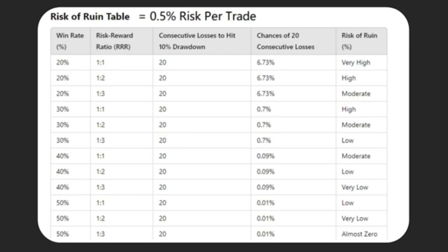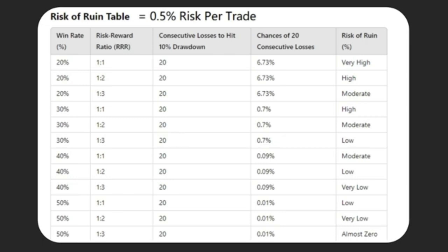Similarly, if you have a win rate of 30% with a 1 to 1 risk to reward ratio and the same risk parameters, then your risk of ruin is again high, meaning it's higher than 85%, right? Which again, as you can see, is extremely risky, and you will never be profitable with such a system.